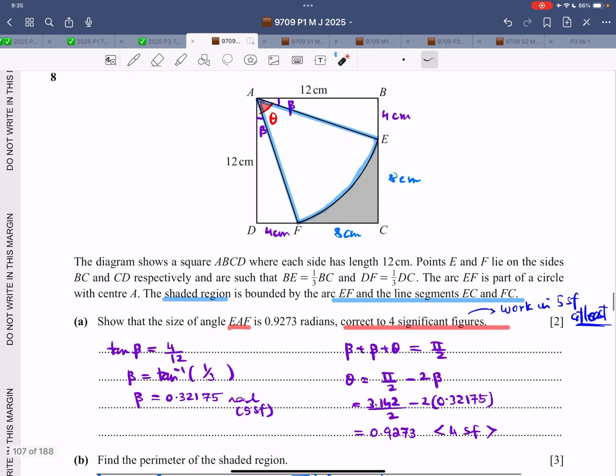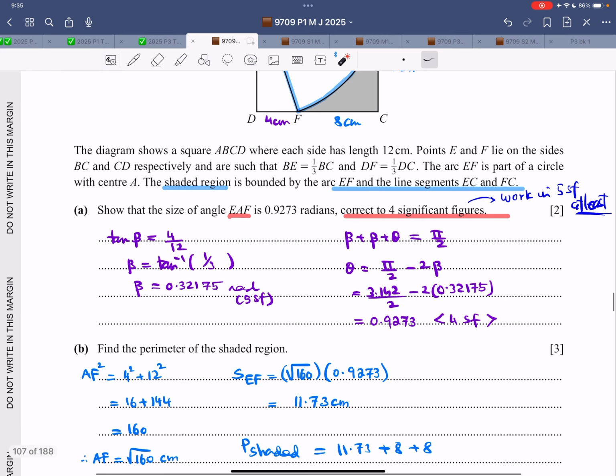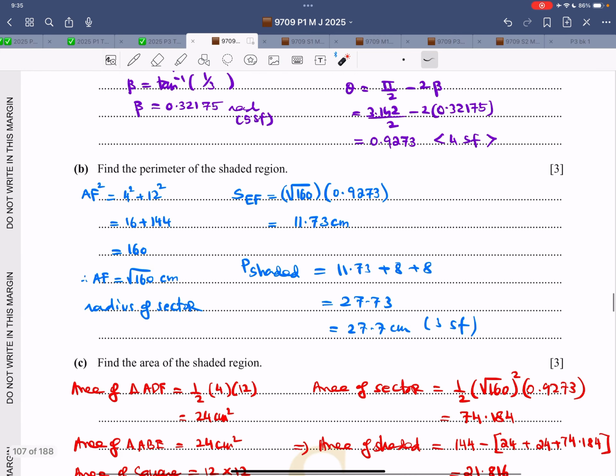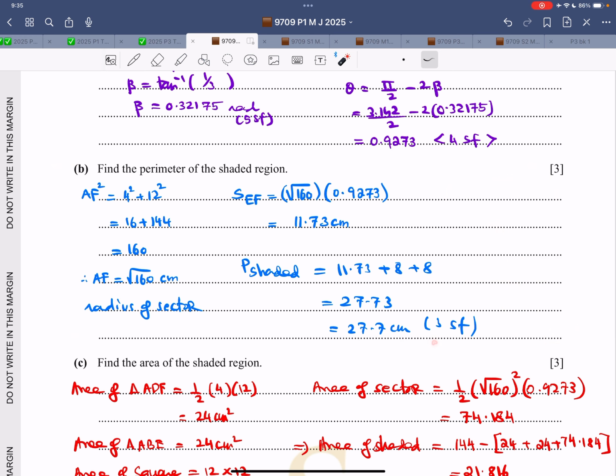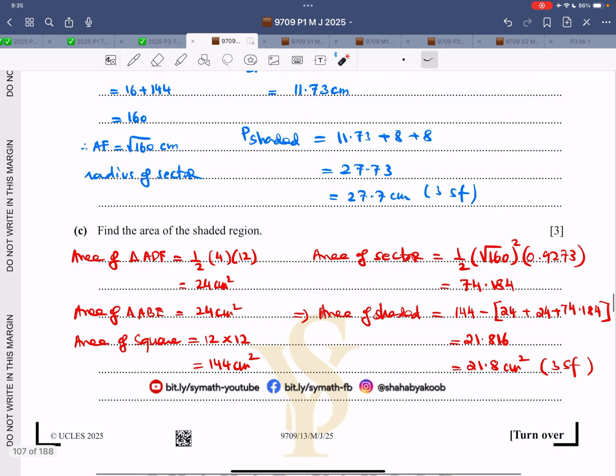Now for this part, they were saying give the answer correct to 4 significant figures. For the other parts, they are not mentioning anything. That means the rubric of this exam paper says non-exact answers should be worked in 3SF final. So therefore, I'm working in 3SF final and 4SF before that.